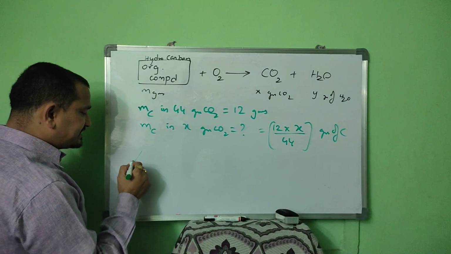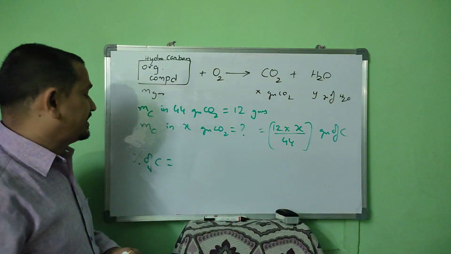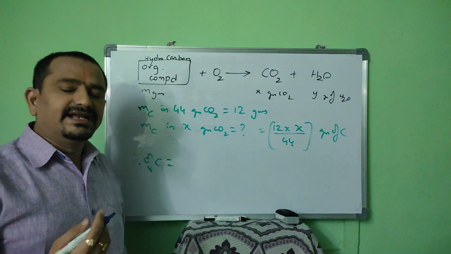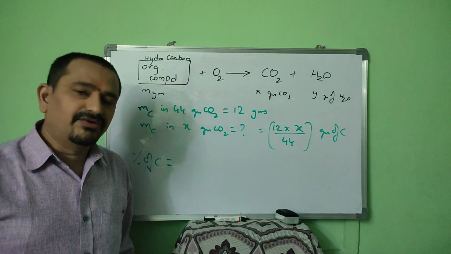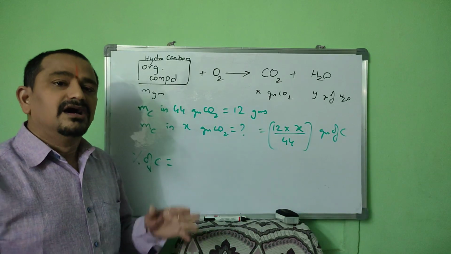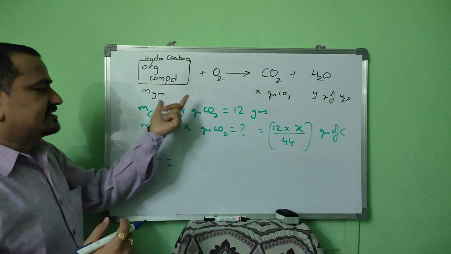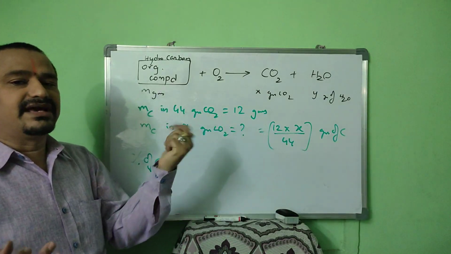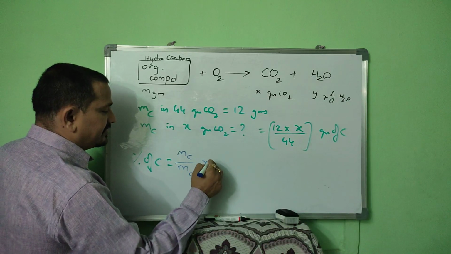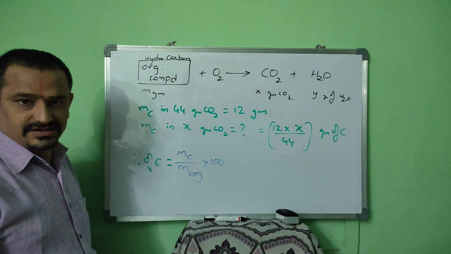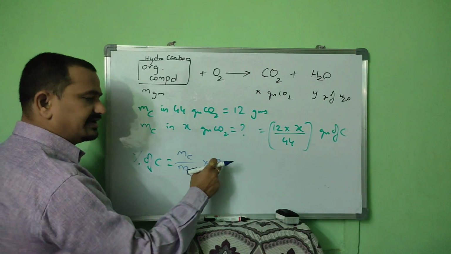Now how do you determine the percentage of carbon? See, you are writing an exam for 70 marks, and suppose you have got 68 marks. How do you calculate your percentage? Obtained marks out of total marks into 100. In the same way, this is the total mass and this is the mass of carbon present in it. How do you calculate the percentage? Mass of carbon out of the total mass of the organic compound, into 100.